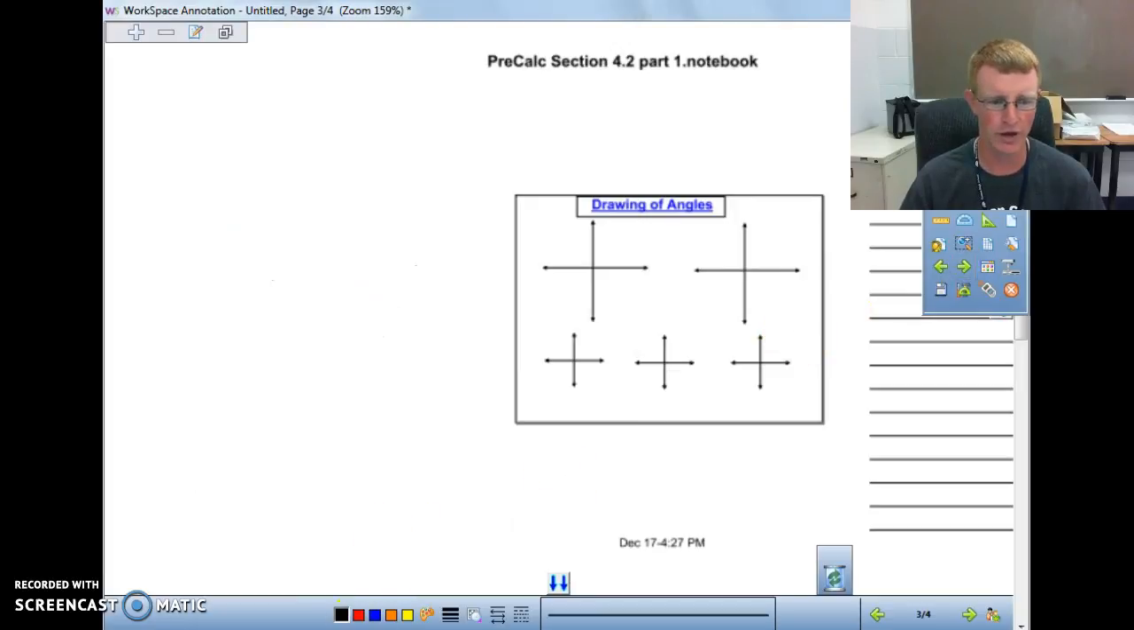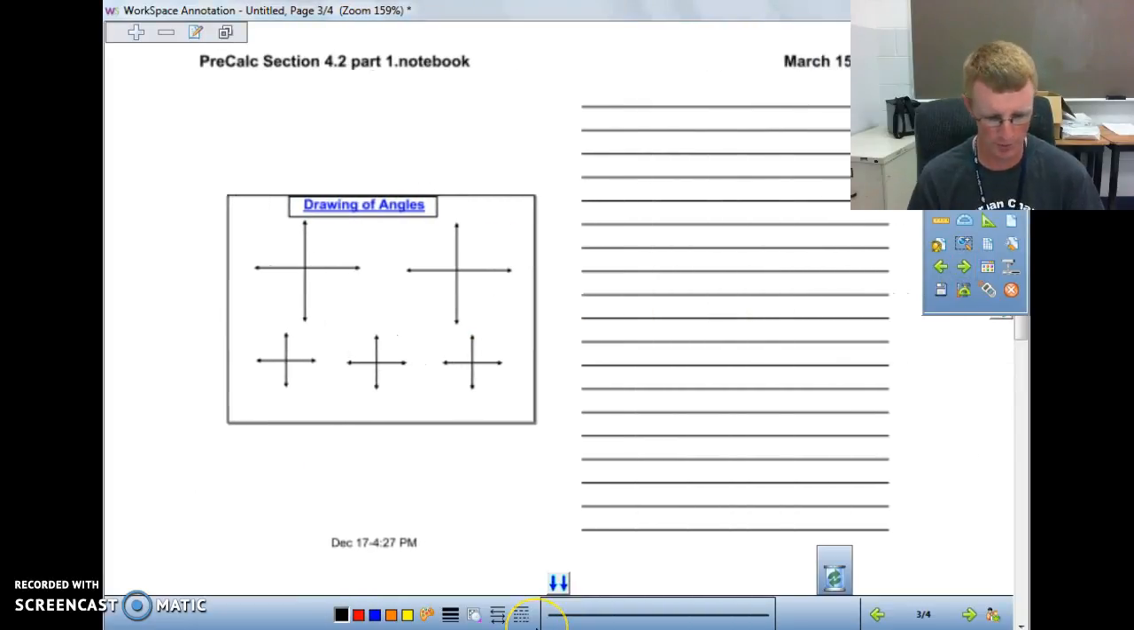Okay, so moving on, let's talk about drawing angles. So this is from a standard position. What do we do to draw an angle, or how do we know where to start from? Well, as I said before, our initial ray will always be on this axis. So let's say we had an angle of 120 degrees.